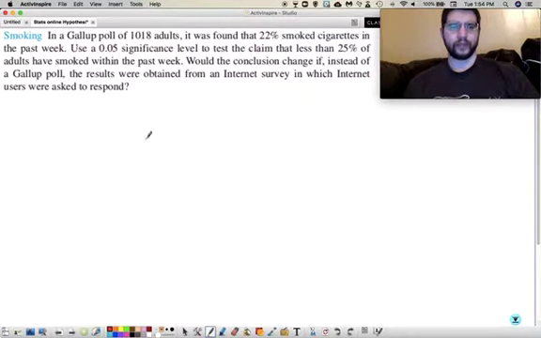So moving on. Write down what we know. Gallup poll of 1,018 adults.